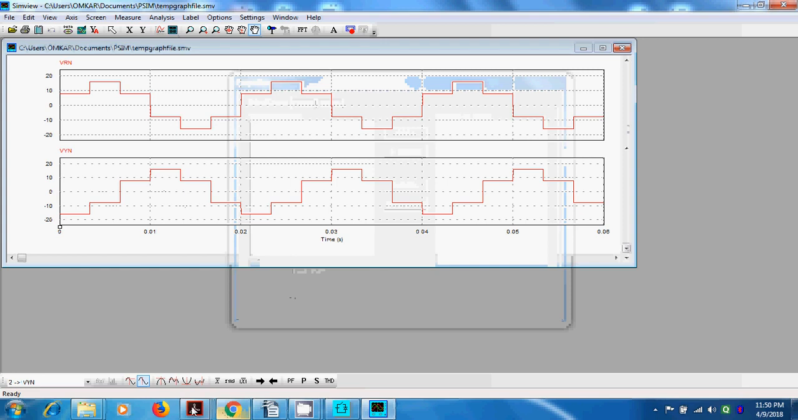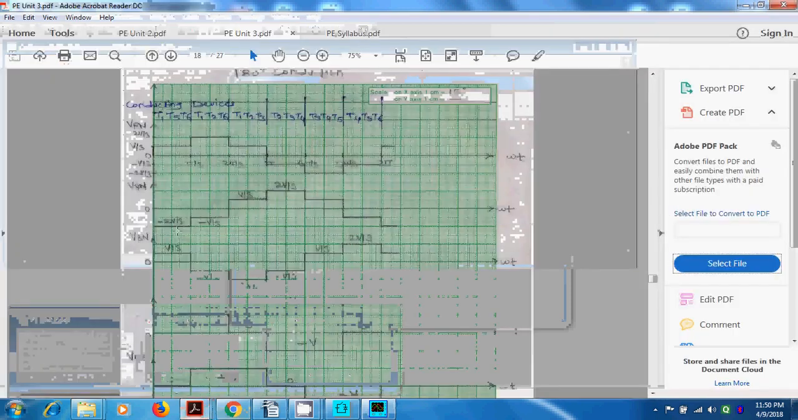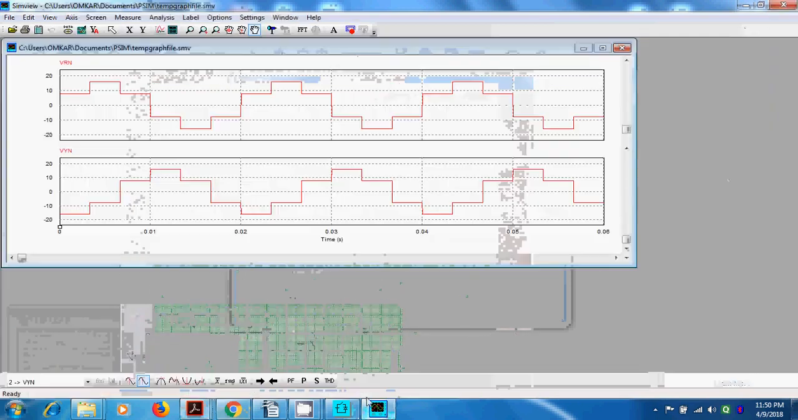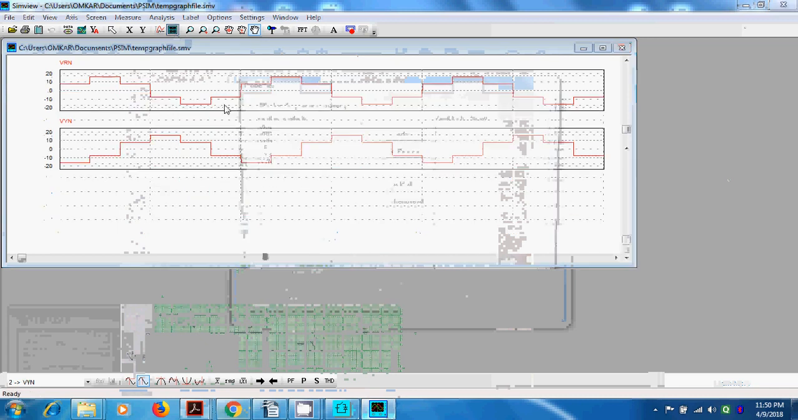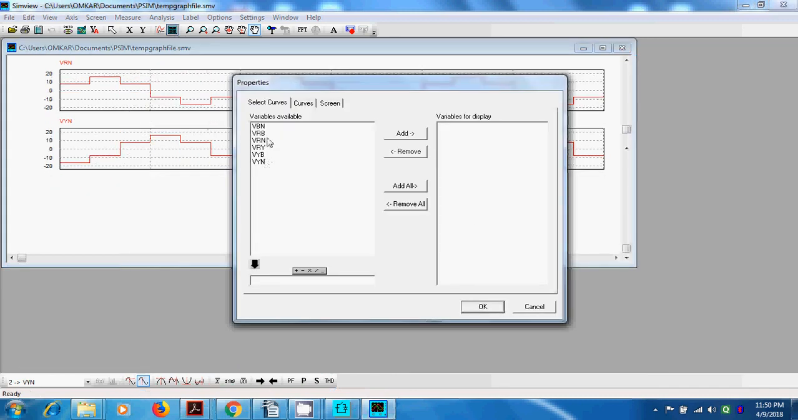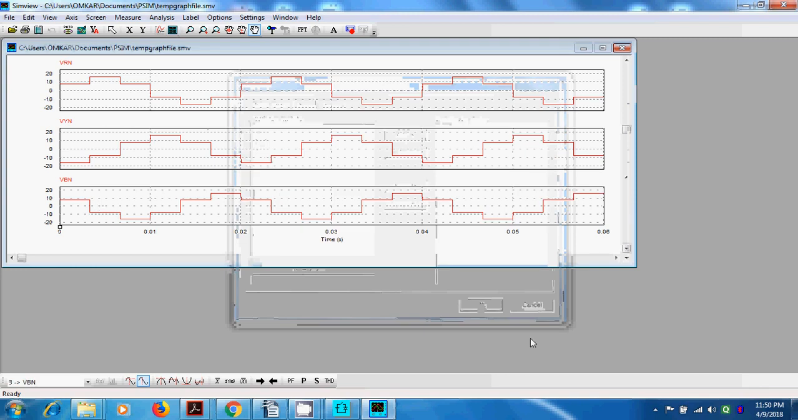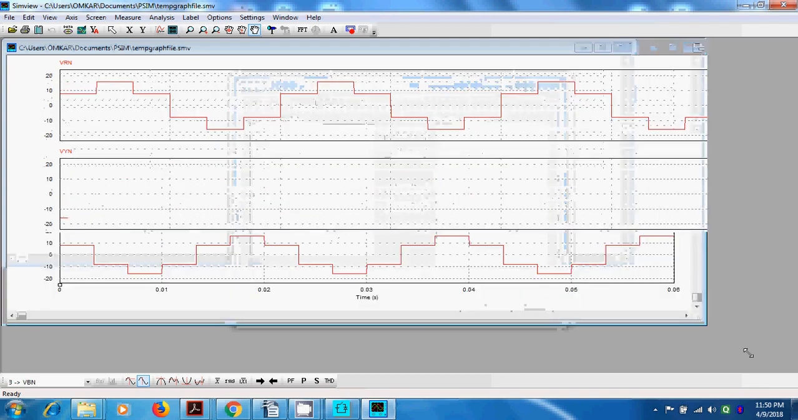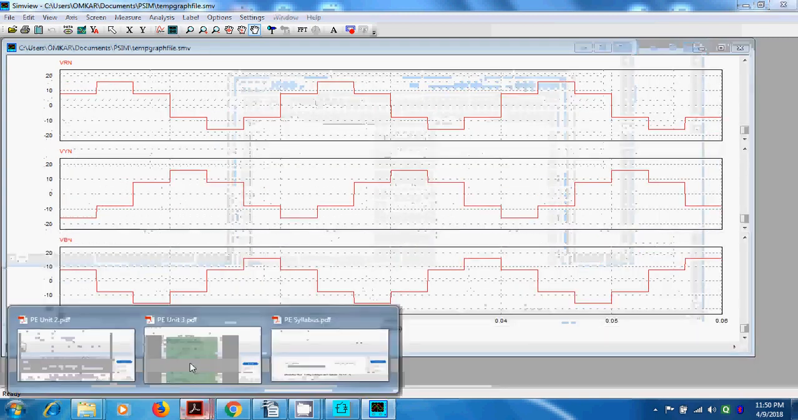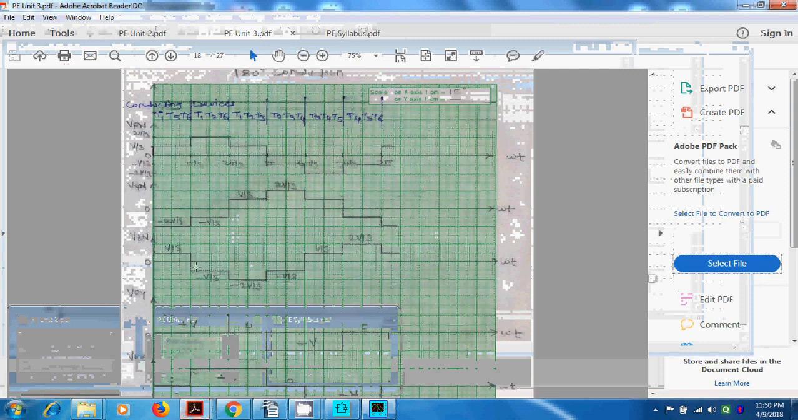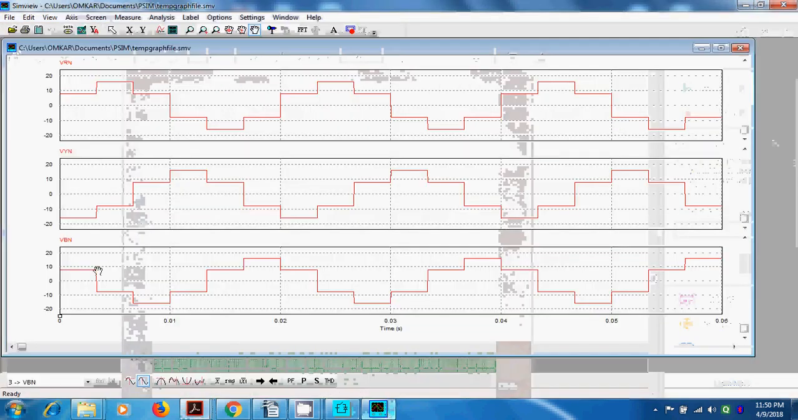It's very clear if you see this diagram also. So VYN starts like this. So this is VYN. Also we can see the VBN, and VBN looks like this. So all are 6 step. If you see this in theory, VBN starts with this positive. Yes, it's correct. So this is 6 step. So this is clarified, this is verified.